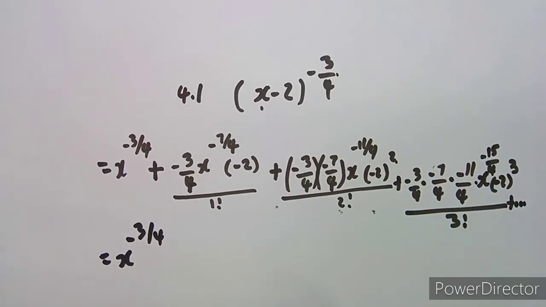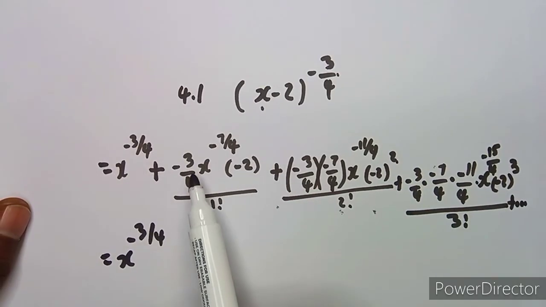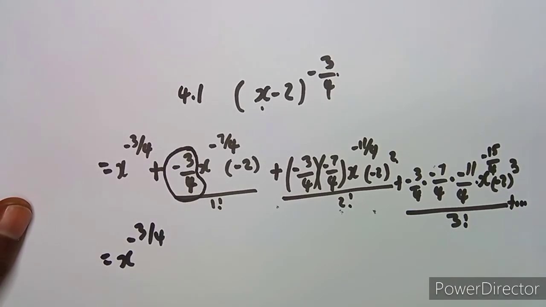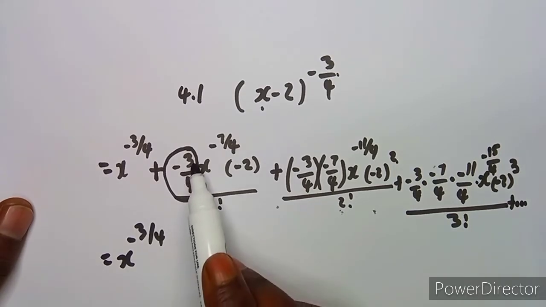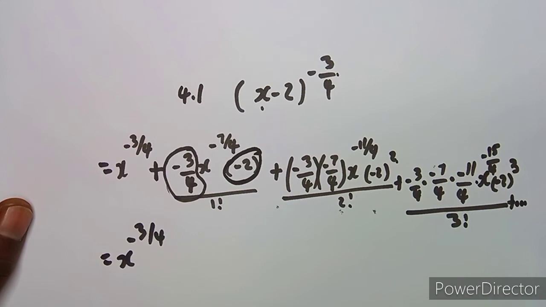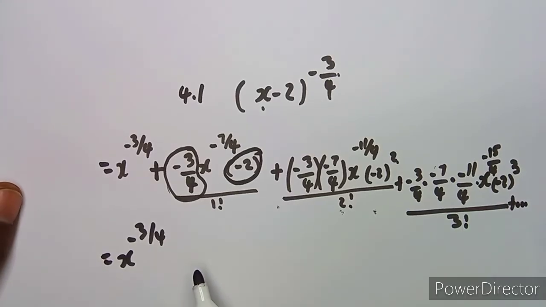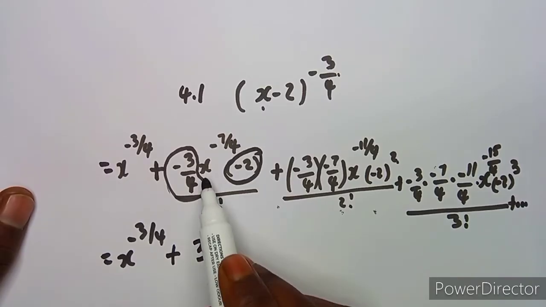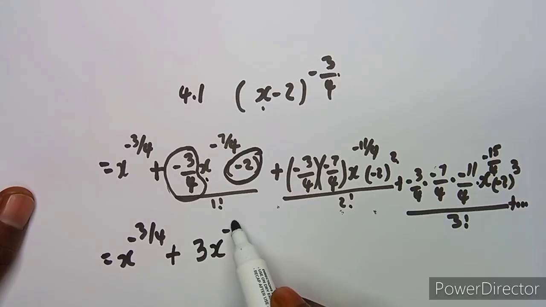So here is what you're going to do when you're simplifying. You are going to multiply this number here. All right, I want you to listen carefully, guys, so that you don't miss me. You multiply -3/4 times -2. These are the two numbers that you multiply. Whatever answer that you get, you divide by 1 factorial, which is just 1. So the answer is going to be 3/2. So which means you write it as 3/2, but there's x there, so it's 3x to the exponent of -7/4 over 2.